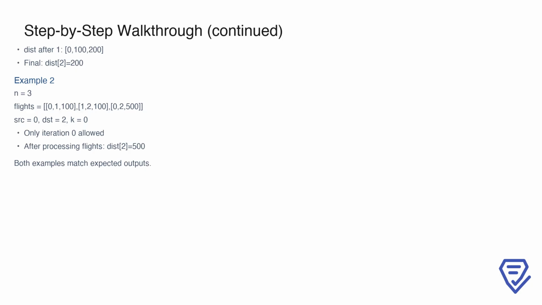Next, in the second iteration, we consider indirect routes. Going from 1 to 2 now costs 100 plus 100, which is equal to 200, which beats the previous best of 500. After both iterations, the cheapest cost to city 2 is 200, which matches the expected output. In the second example, only direct flights can be taken due to 0 allowed stops, giving us an output of 500. This step-by-step process demonstrates how the algorithm builds up the minimum price respecting the stop constraint.